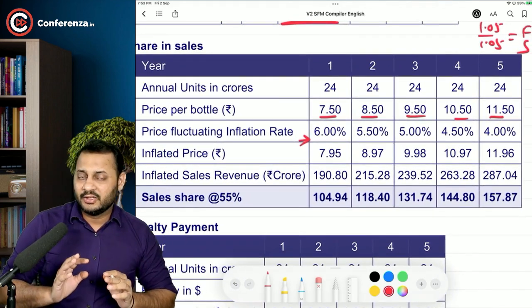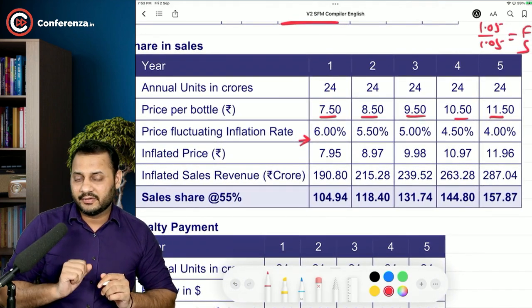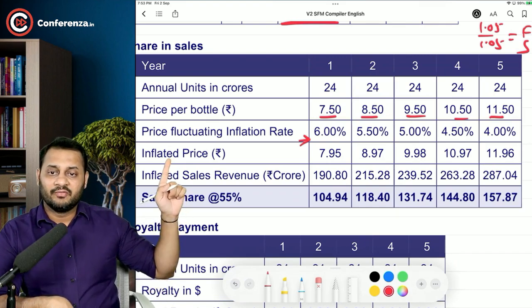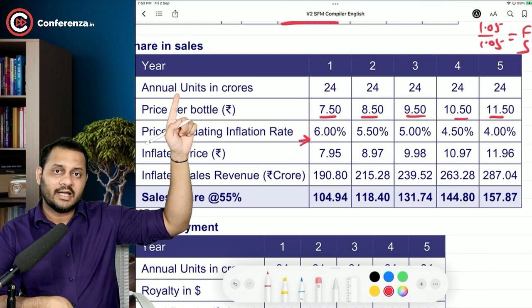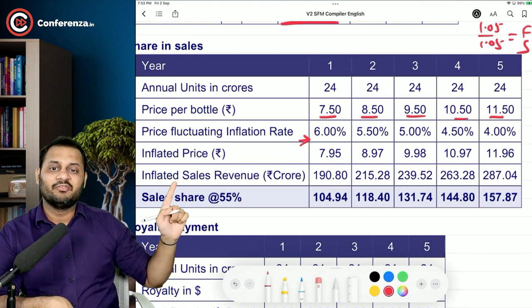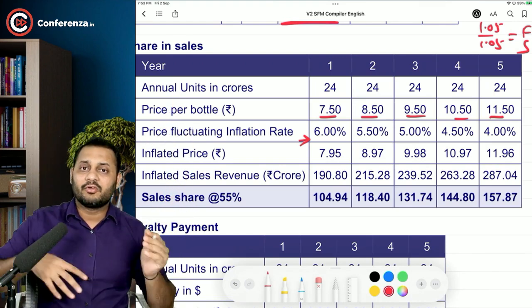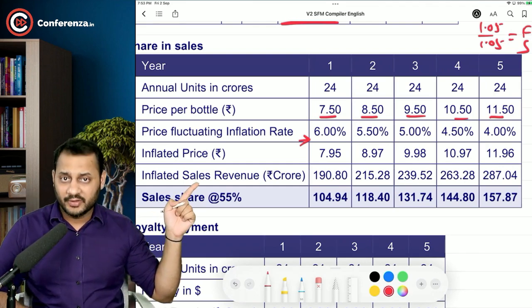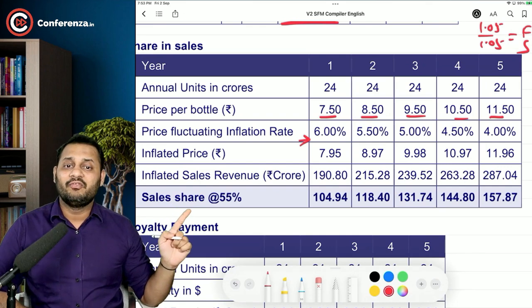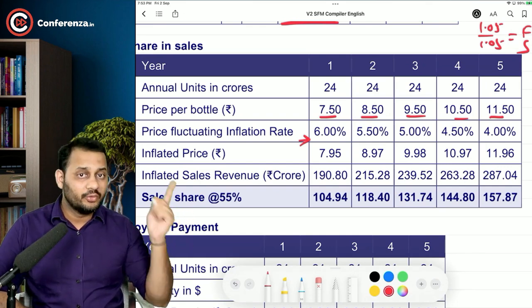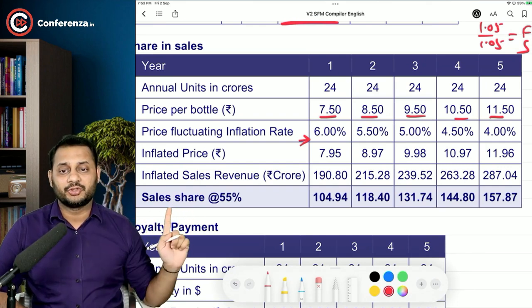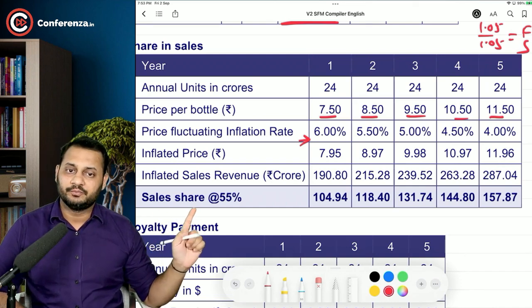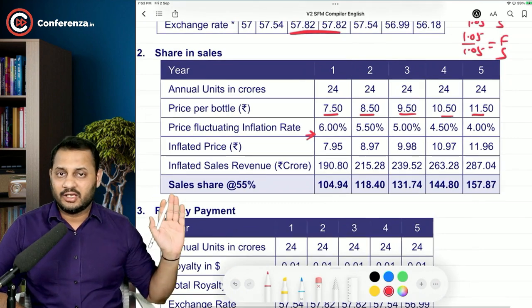No indexation will be covered here. Okay, forget about that. Inflated sales revenue will be this, so inflated price multiplied by annual units. So this is the inflated sales revenue. But look at it from the angle of the perfect incorporation. He is not going to get 100% of the sales revenue. Only 55% of that will be transferred to the perfect incorporation. So my share in sales is this much only. Okay, this is the calculation part.